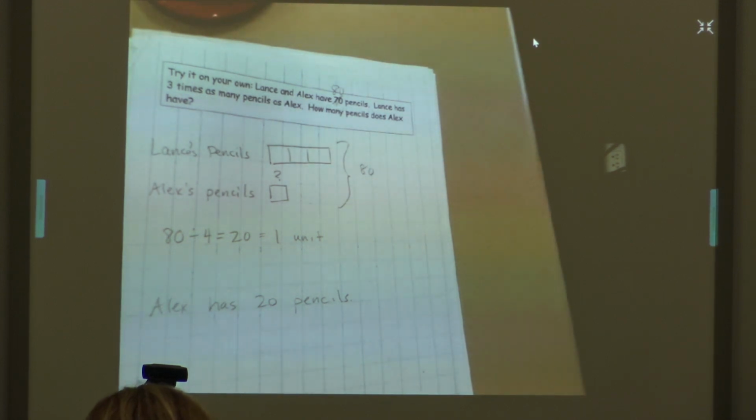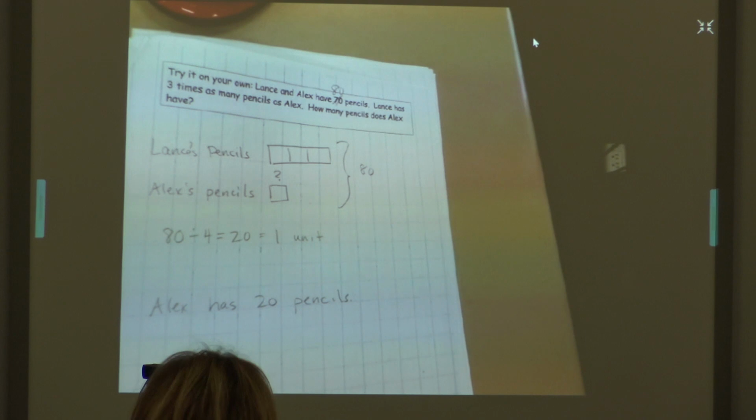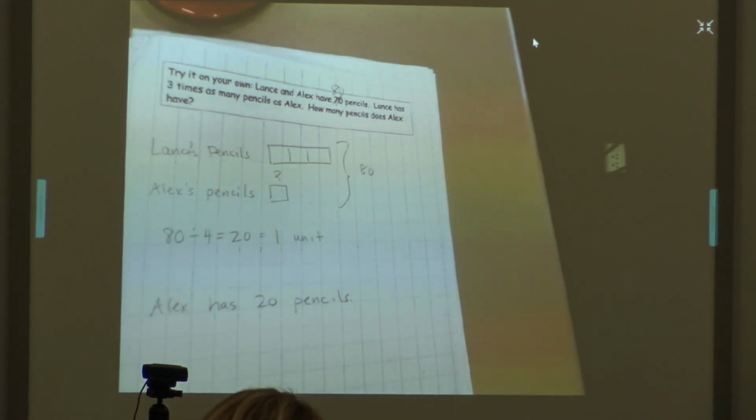All right, so take a look, and this is how I did my problem. You might have a different calculation. Does it look similar to yours? Do you have the who and the what? Lance's pencils, Alex's pencils. Do you have a 3-to-1 ratio, 3 units to 1 unit? Do you have the bracket to indicate that all 4 of those units is equal to 80?